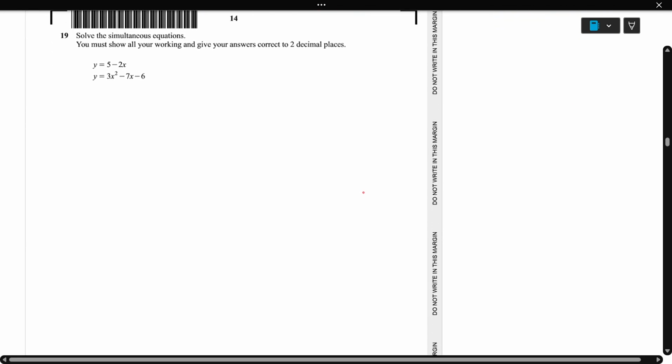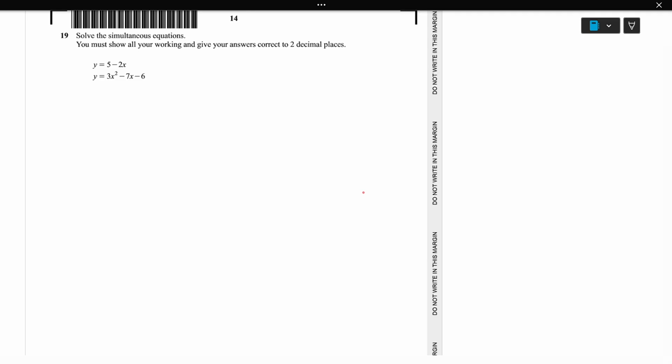Next, question number 19. Solve the simultaneous equation. You must show all your working and give your answer correct to 2dp. So y equal to, so we need to equate both of them. 3x square minus 7x minus 6 equal to 5 minus 2x. Bring everything to one side. 3x square, so when 2x comes this side it is positive, so minus 5x, 5 comes here as negative, minus 11 equal to 0.